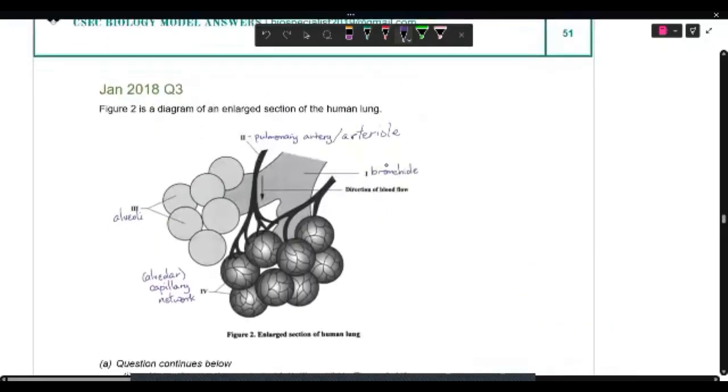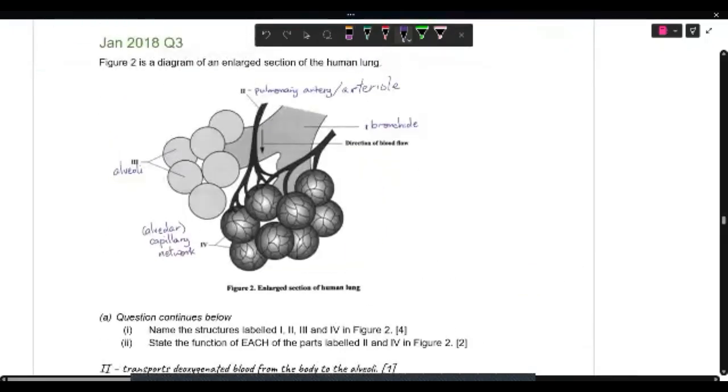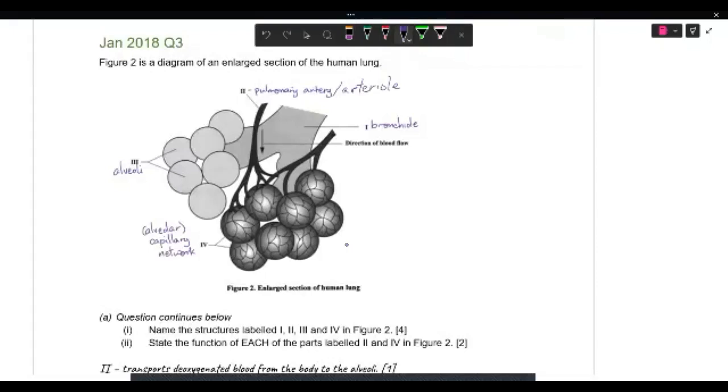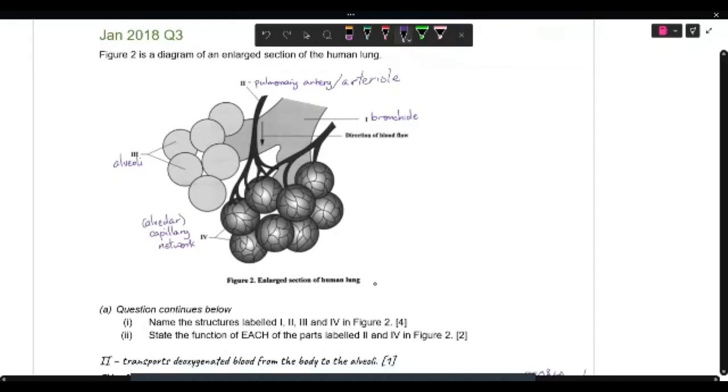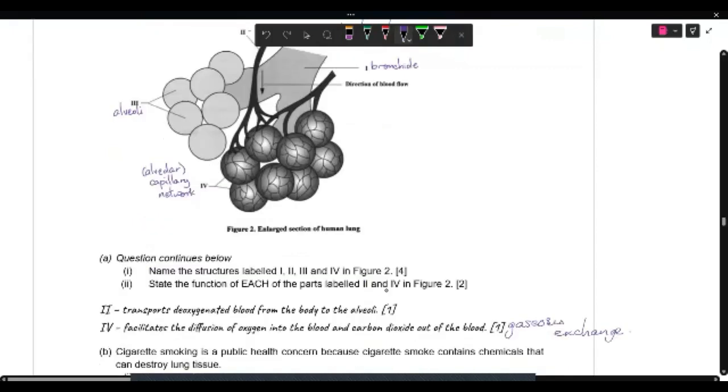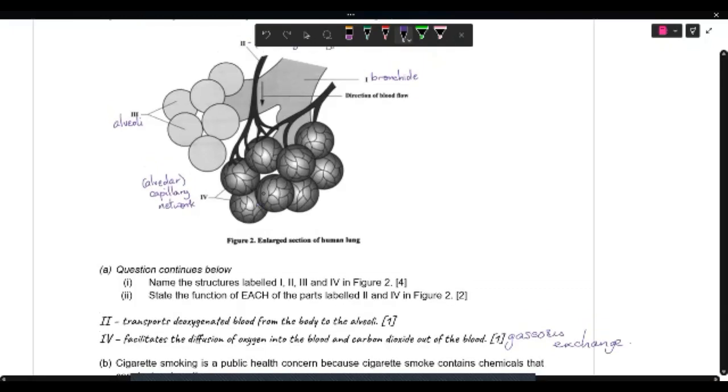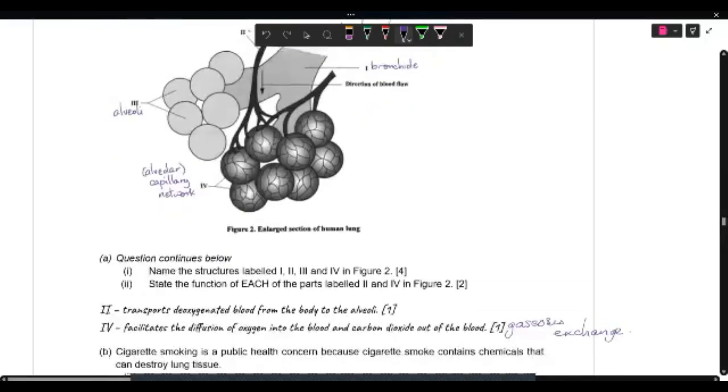Then we name, and as the question asks, name the structures labeled. Well, we did it already, so we just have to name them. 1 is that, 2 is that, etc. And then for part 2, we have to talk about the function of the parts, but not all, just parts 2 and 4. So 2, which would be your pulmonary arteriole, and 4, which is your capillary network.